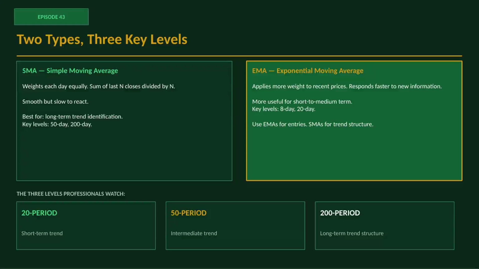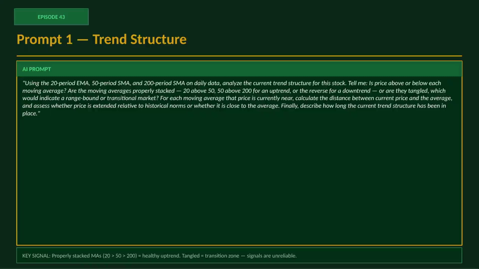The key moving averages most professionals watch: the 20 period for short-term trend, the 50 period for intermediate trend, and the 200 period for long-term trend structure. These three levels together tell you which time frame of trend is in control and where the important dynamic levels are. Prompt 1 uses moving averages to define where price actually stands in its trend.